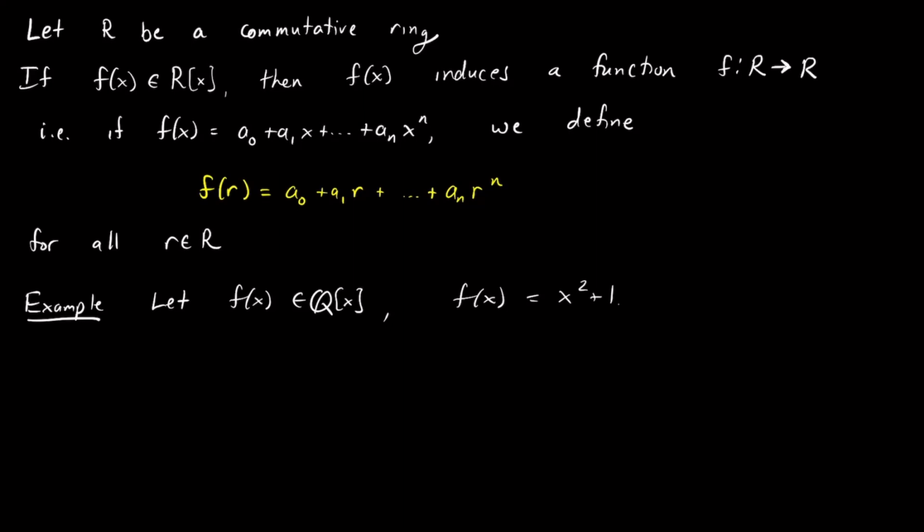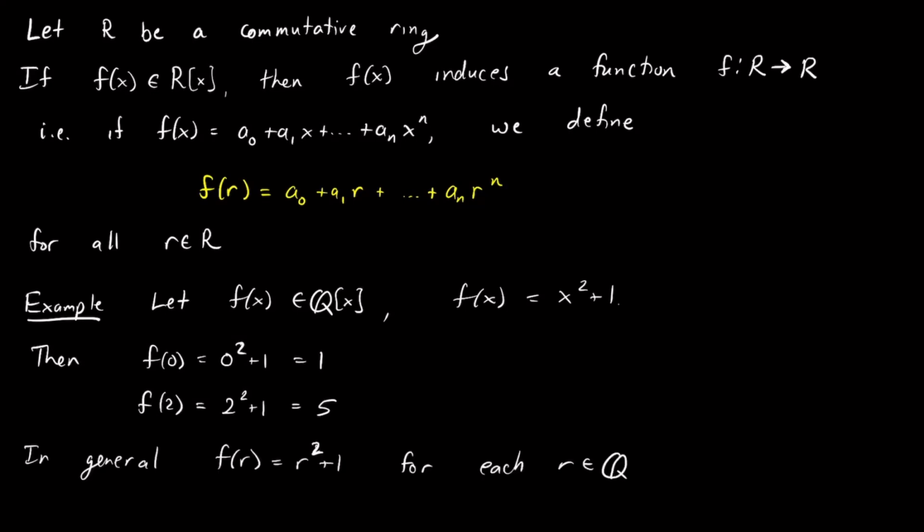And so what am I essentially doing? I'm just defining a function that says, well, I can plug into this polynomial, right? So for example, f(0) is just 0 squared plus 1, which is 1. f(2) is just 2 squared plus 1, which is 5. And in general, f(r) is going to be r^2 + 1 for every rational number r.